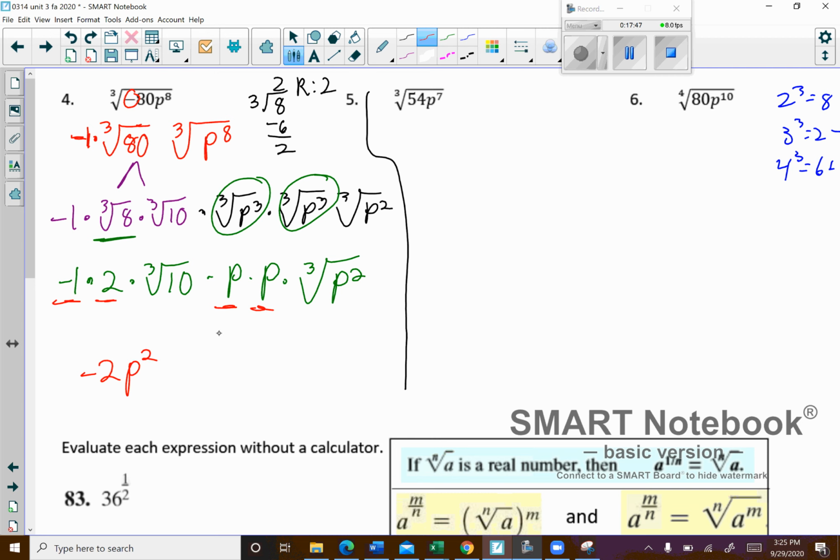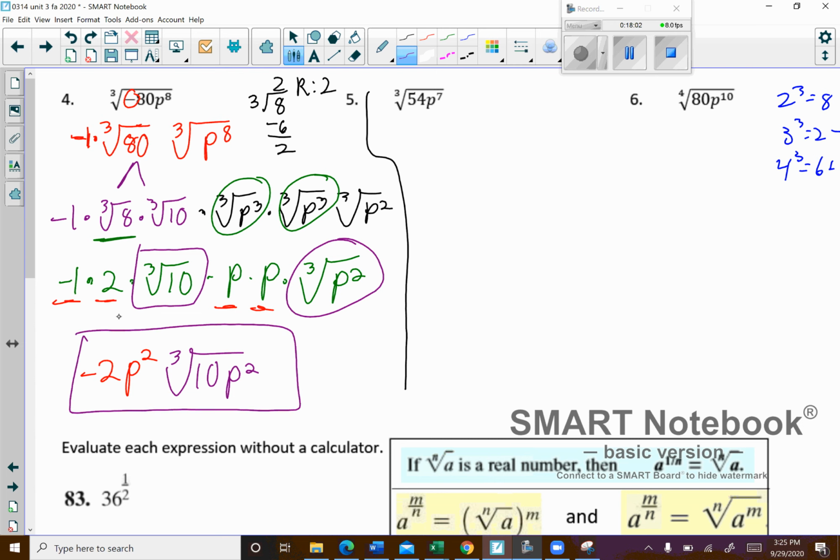Okay? Anything inside the radical, we'll go ahead and multiply those together now. So the cube root of 10 times the cube root of p squared. So we're going to put that all together. So that'll be the cube root of 10p squared. So all that will go together right there.